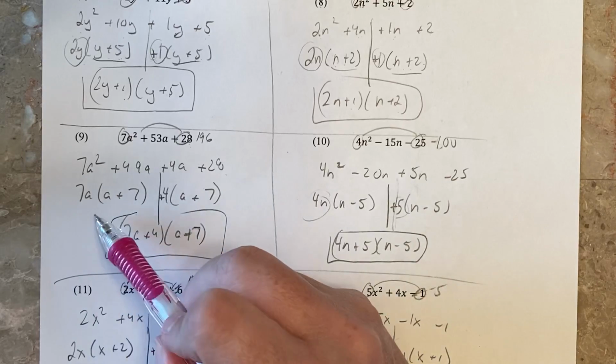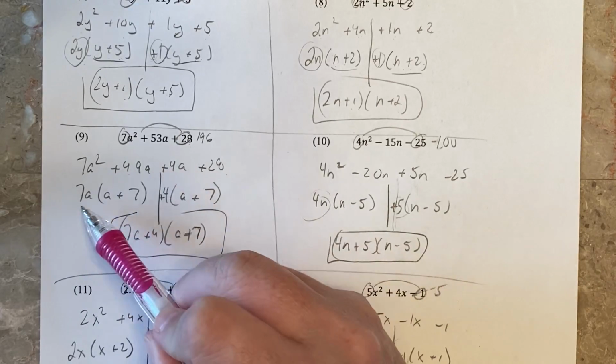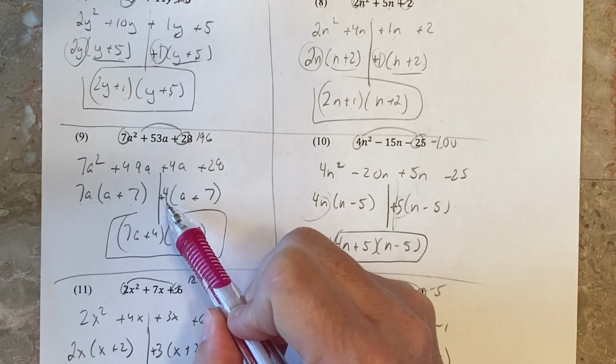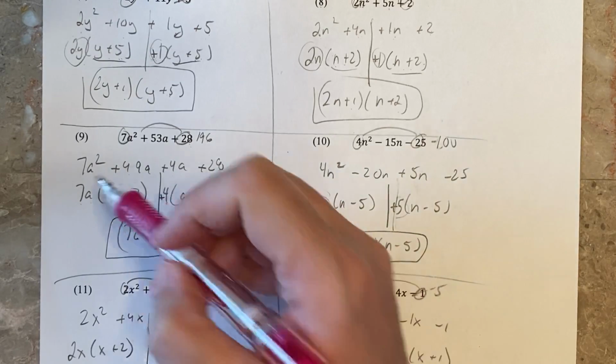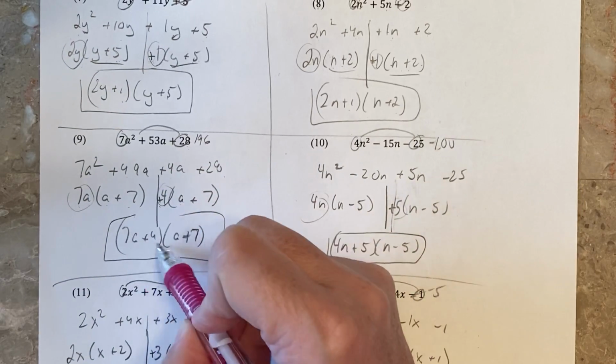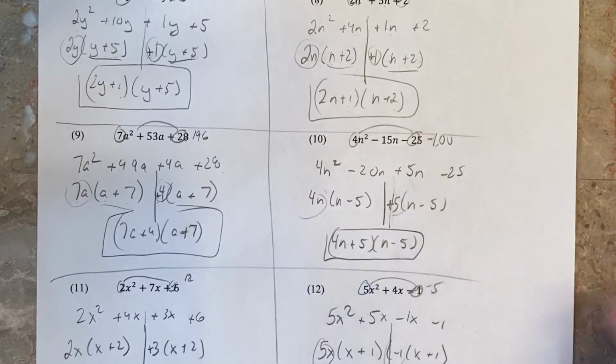Okay, so you have 7a squared plus 49a, GCF is 7a, a plus 7 is what's left over, 4a and 28, your GCF is 4, so a plus 7 is left over, 7a and plus or positive 4, make sure the positive, is one binomial, and a plus 7 is your second binomial.